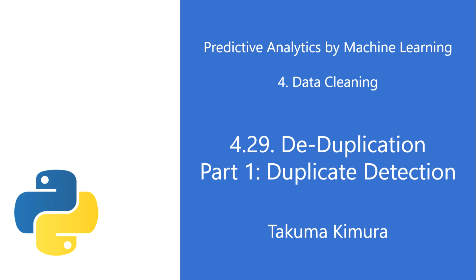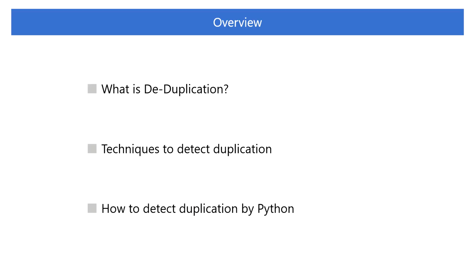Chapter 4, Section 29, De-duplication, Part 1, Duplicate Detection. This section covers what de-duplication is, techniques to detect duplication, and how to detect duplication by Python.